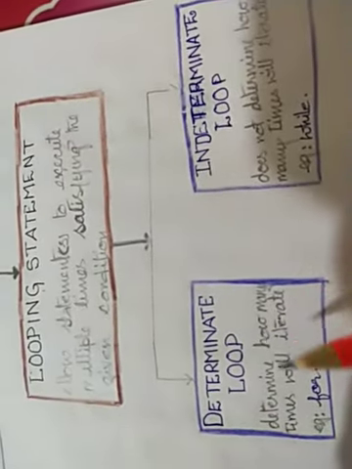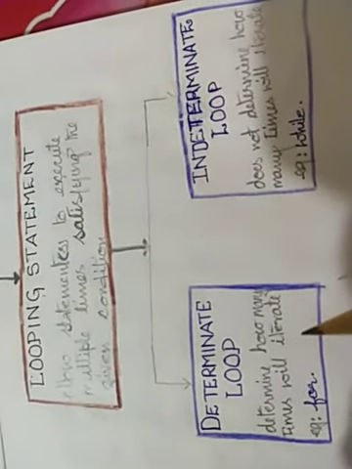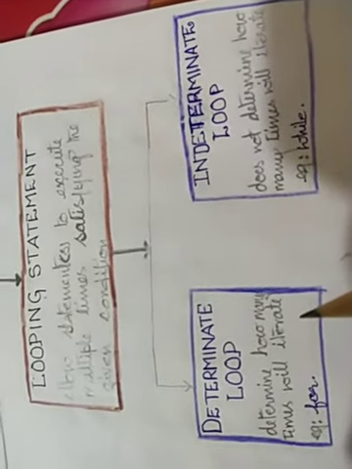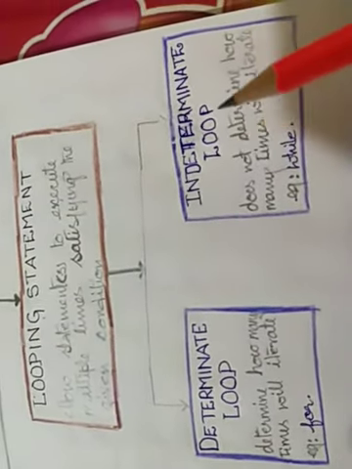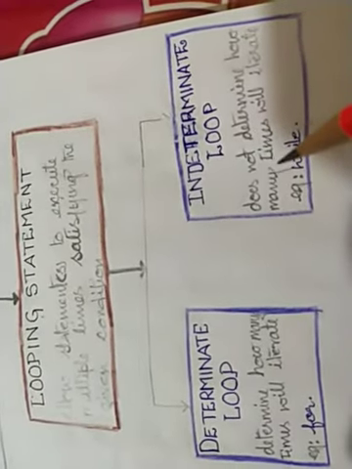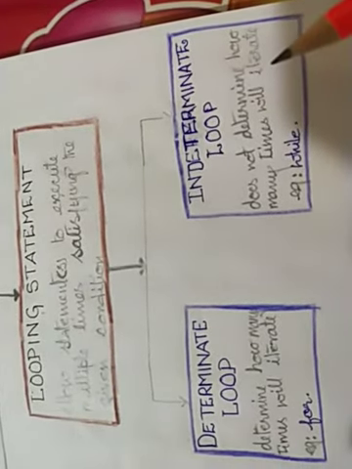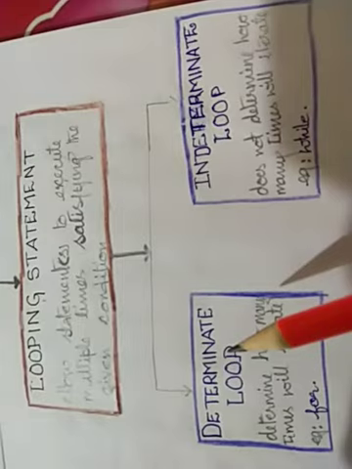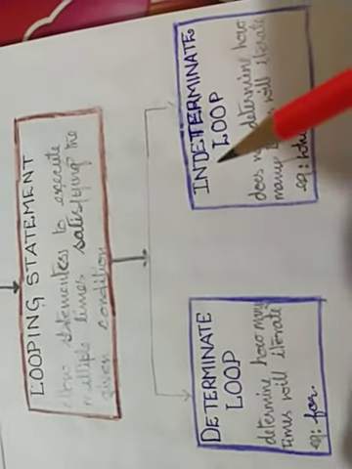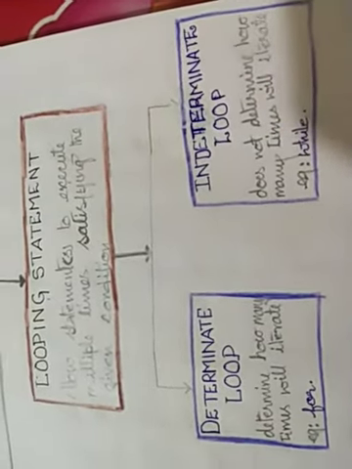In a determinate loop, we know how many times a particular statement will execute or iterate, but in an indeterminate loop we don't know how many times the statement or statements will execute or iterate. An example of a determinate loop is the for statement, and an example of an indeterminate loop is the while statement.